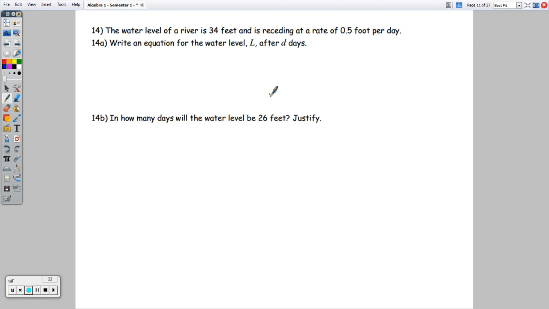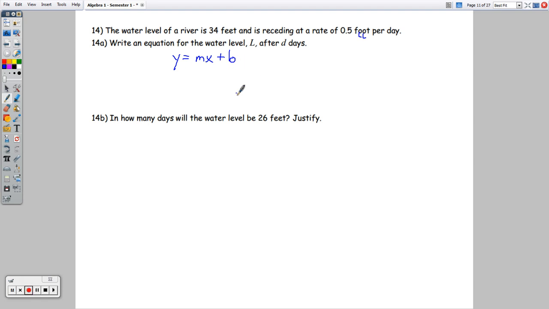Dogs are better. Number 14, the water level of a river is 34 feet and is receding at a rate of 0.5 foot. You could say feet. I think that might be a little better to say feet per day. So write an equation for the water level L after D days. So if we're starting at 34, I really don't mind if you just use slope-intercept form. So think about y equals mx plus b.